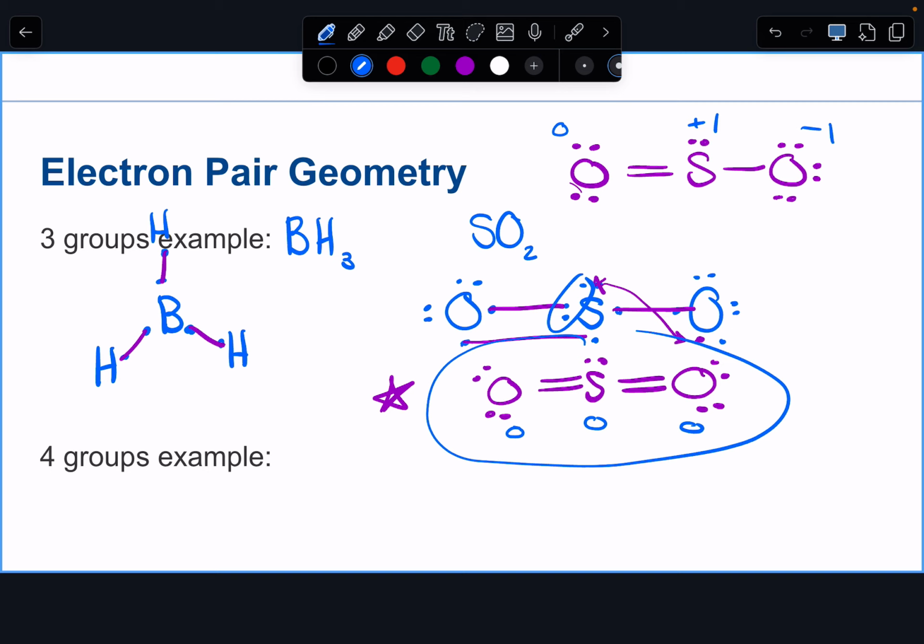All right, 3 groups, one of which has an atom, one of which has a lone pair. So this is where we're going to start to see some differentiation between how having a lone pair affects the shape. Okay? So, boron, 1, 2, 3 groups. Sulfur, 1, 2, 3 groups. Remember, a double bond just counts as one group, or region, or whatever you want to call it.